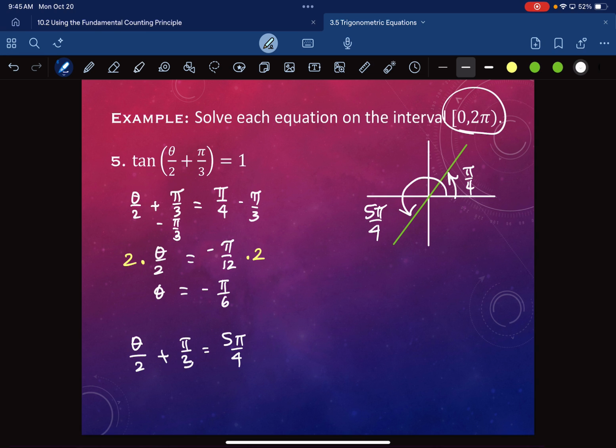Okay, same steps, right? I'm going to subtract pi over 3. That's going to give me theta over 2 equals. So what is 5 pi over 4 minus pi over 3? 11 pi over 12.